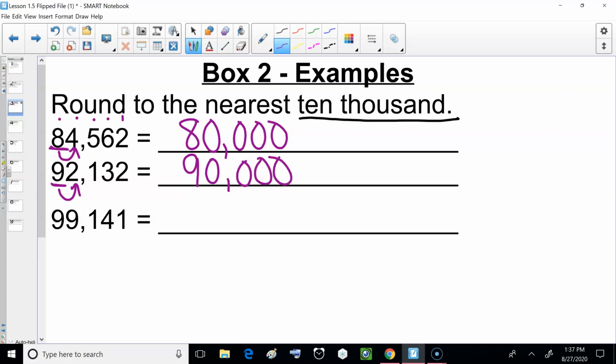We have 99,141. So look at the 9 of the 10,000, which looks at the 9 of the 1,000. We know that the 9 of the 1,000 is going to cause the 9 of the 10,000 to go up. So our 9 goes up by 1, which turns to 10. So we have 10 now, and now we still have 1, 2, 3, 4. So we go 3 back, and right there, 99,000 is really close to 100,000. Just like 99 was really close to 100, 99,141 is really close to 100,000. So you can pause the video right now and write down these examples to help you out later.